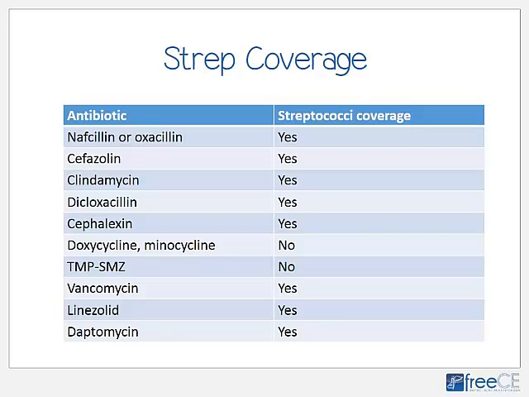So the benefit is from just about all of our agents, we are going to get strep coverage. So nafcillin, cefazolin, clindamycin, dicloxacillin, cephalexin, all of those we're going to get strep coverage from. In addition, we're also going to be able to get strep coverage from vancomycin, linezolid, and daptomycin. So the 2 where we really don't get any strep coverage are doxycycline and Bactrim. And Bactrim is sort of a debated antibiotic in terms of whether or not you get strep coverage. But I think if you polled our ID physicians, the majority of them would tell you that we do not get strep coverage from Bactrim.